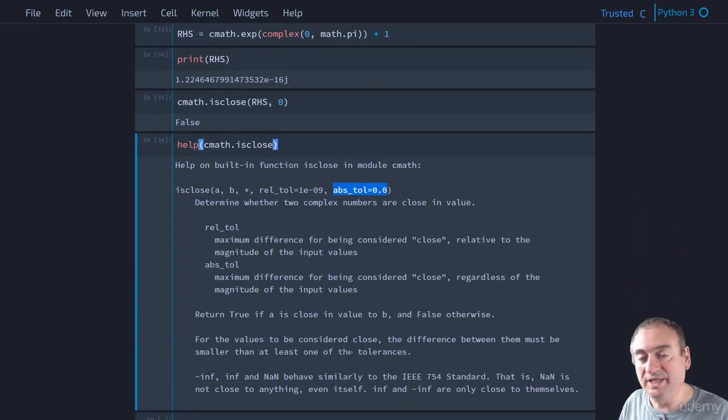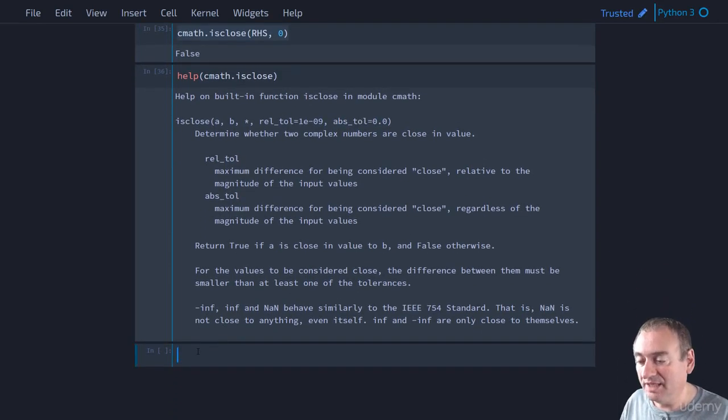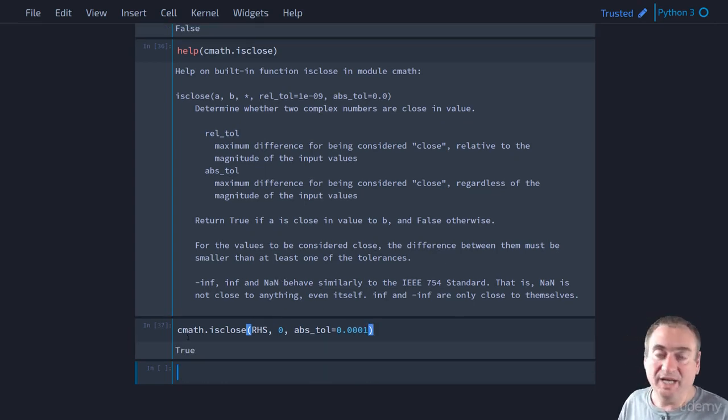So the moral of the story is the same as with floats. We have to make sure that we specify absolute tolerances as well. So let's go ahead and do that. We'll leave the relative tolerance as is, but we'll override and provide a specific value for the absolute tolerance that will not be 0. Let's say 0.0001, for example. And now when we do that, we finally get that, yes, the right-hand side is close enough, according to this tolerance, to 0.